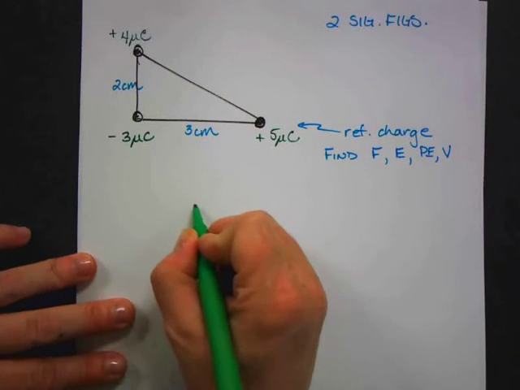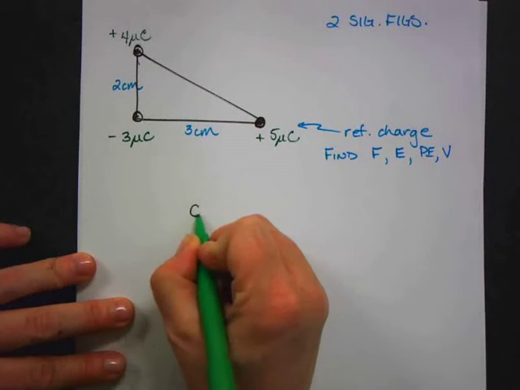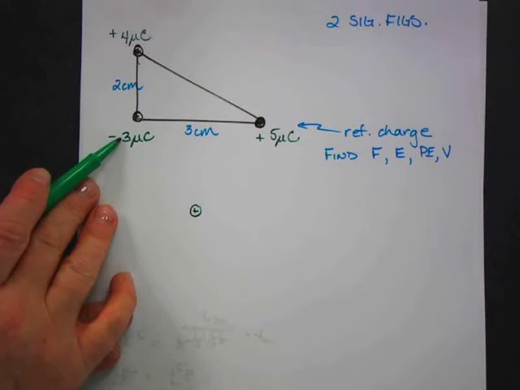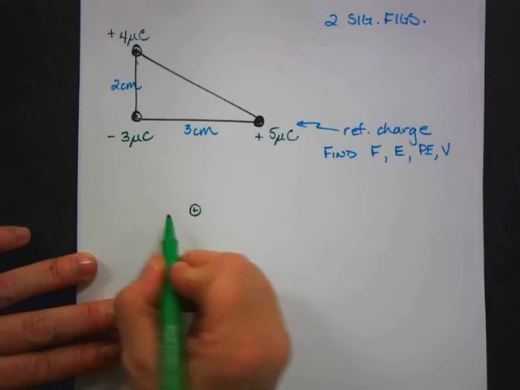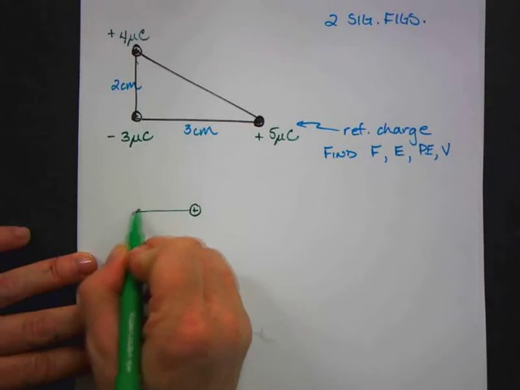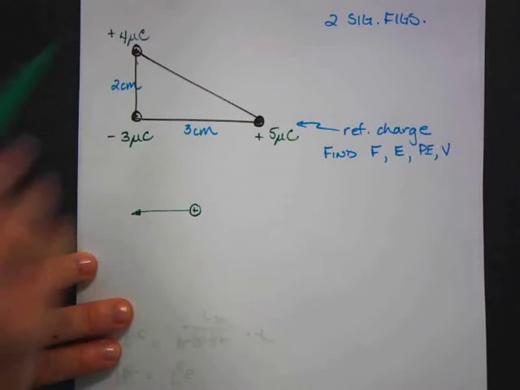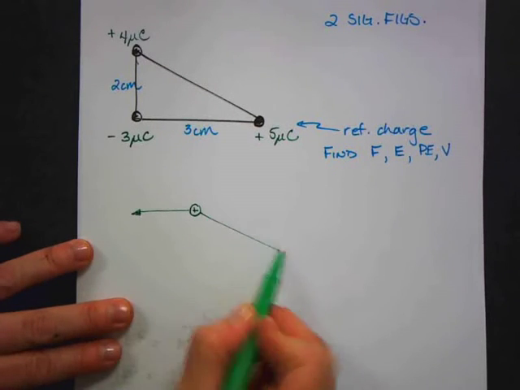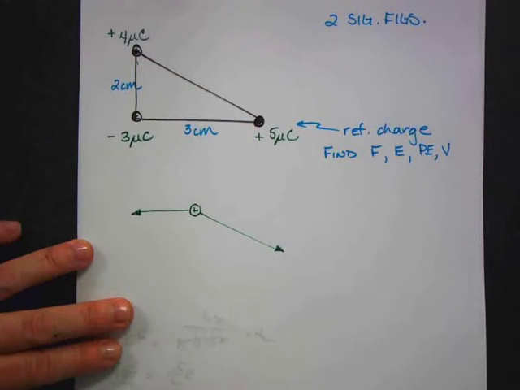So let's draw just that 5 microcoulomb charge by itself. Which way will it be pushed or pulled by the -3 charge? To the left is correct. It'll be attracted. And which way will it be pushed or pulled by this corner? Down and to the right. Good. So to find the net force, we need to resolve this into horizontal and vertical vectors.